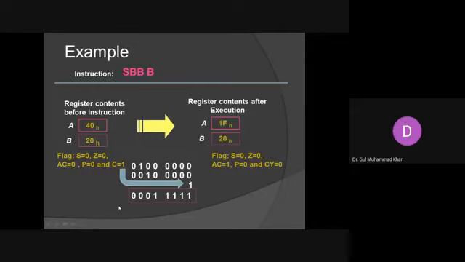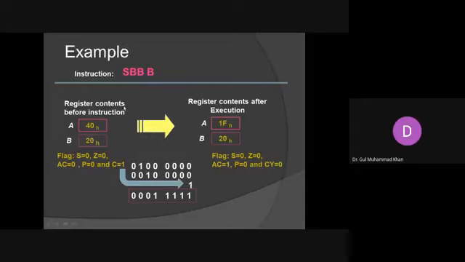Flags. See, this last bit is 0, so S is 0. The result is non-zero, so Z is 0. There was a borrow from the first digit to the second digit, so auxiliary carry is 1. Also parity: check the number of ones. 1, 2, 3, 4, 5. There are 5 ones, that means odd number, so the value of P is 0. And then, was there any borrow from outside? No. So the value of CY is 0.